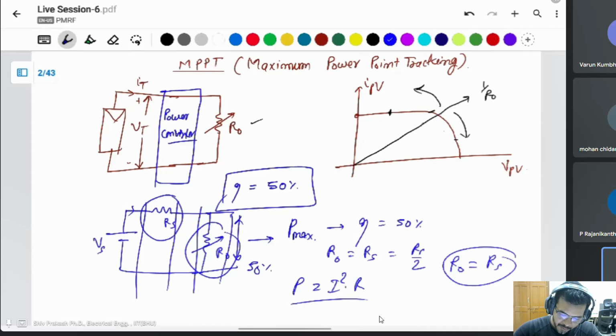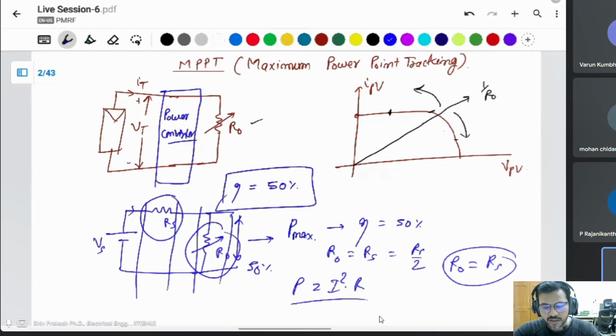To get the maximum power, then what happened? You use a power converter. Any power converter you can use here. There is a DC voltage of a PV, so you should use a DC power converter. It means a DC-DC converter. Of the basic DC-DC converters, you know about the buck converter, boost converter, and buck-boost converter.